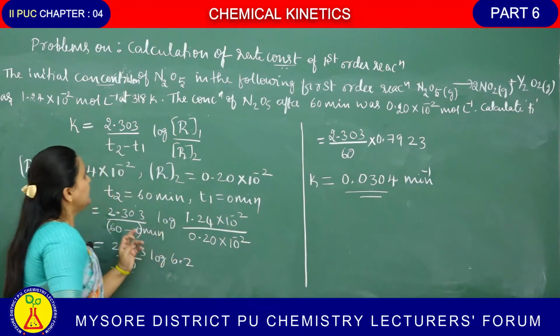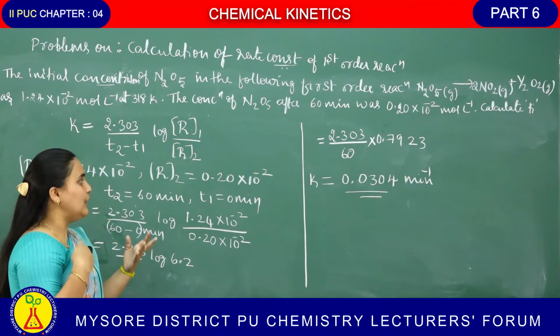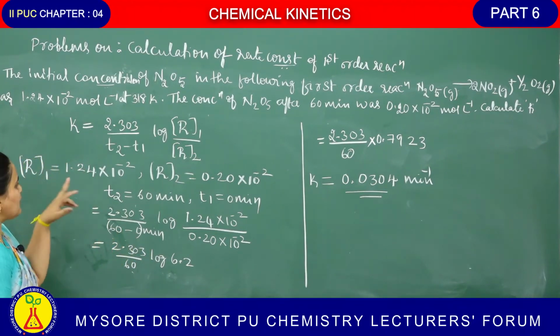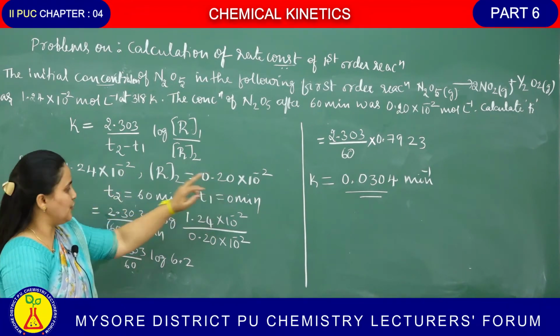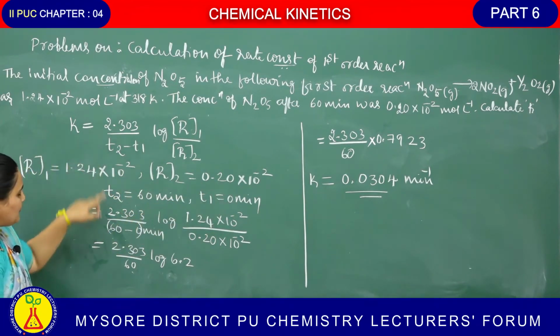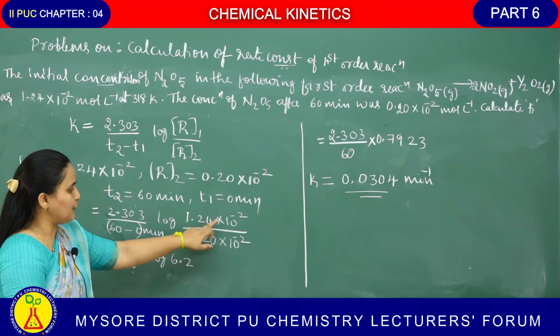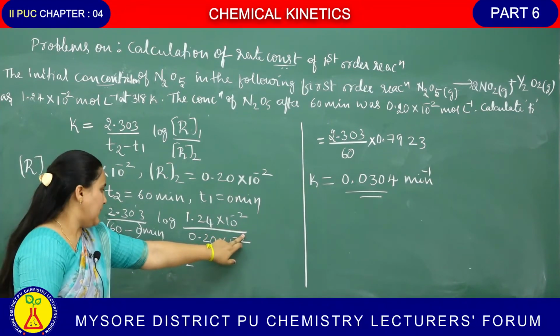Listen carefully. Two different concentrations were given at a time T1 and a time T2. Initial time was 0, final time was 60 minutes. Initial concentration is 1.24, final concentration is 0.20. Substitute the values: 2.303 over 60 minus 0, log of 1.24 into 10 power minus 2 over 0.20 into 10 power minus 2.